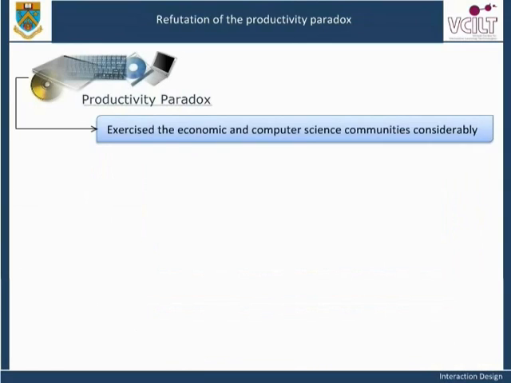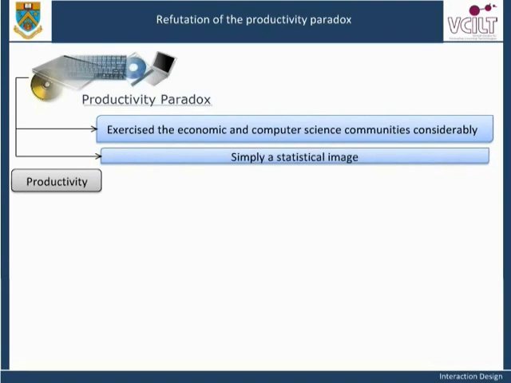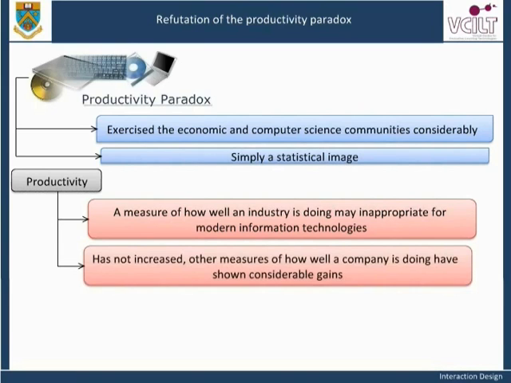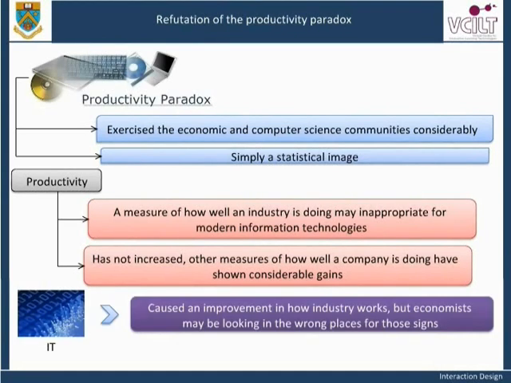The productivity paradox has exercised the economics and computer science communities considerably, and there have been many arguments advanced that the productivity paradox is simply a statistical mirage. Productivity is a measure of how well an industry is doing, made appropriate for modern information technologies. Even though productivity has not increased, other measures of how well a company is doing have shown considerable gains. IT has caused an improvement in how industry works, but economists may be looking in the wrong places for those signs.